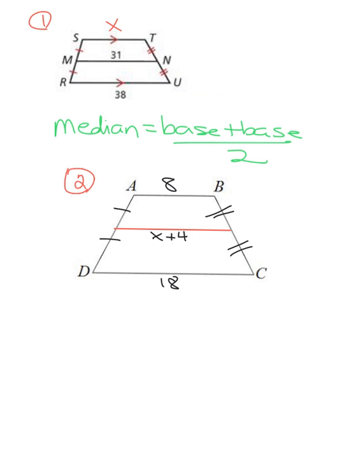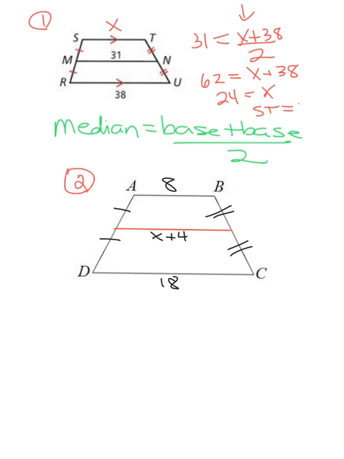So in number 1, I notice that the median is equal to 31, so I'm going to set that equal there. Now when I add my bases up, I get X plus 38, and then I'll divide by 2 to find the average. Now to isolate my X, I can do one of two things. I can cross multiply, or I can multiply both sides by 2. It's really the same thing. So 2 times 31 gives me 62, and I know that is equal to X plus 38. I get X by itself, and I end up with the value of 24 for X. So that means that ST has a measurement of 24.